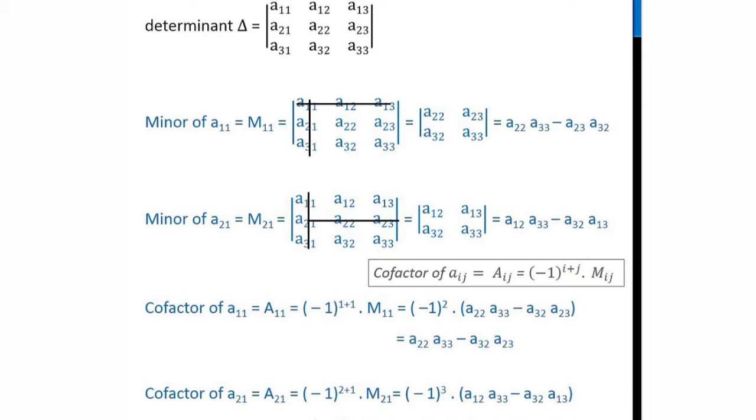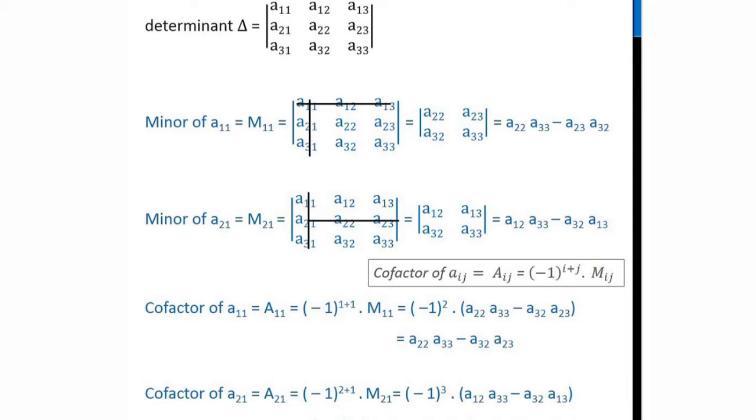Similarly, we can find out the minor of A21. So deleting the elements of second row and first column, we are getting A12, A32, A13, A33. So doing the cross multiplication, we are getting A12 A33 minus A32 A13.